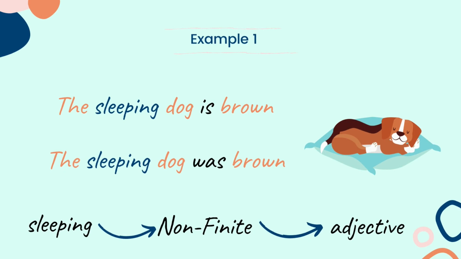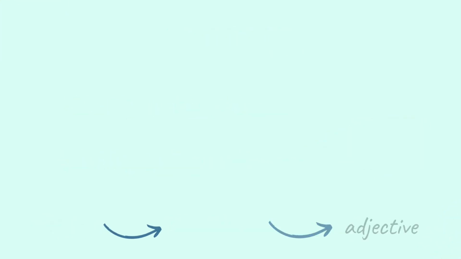The sleeping dog is brown. Here the sentence is in present tense. The sleeping dog was brown. Here the sentence is in past tense. Notice how the verb sleeping doesn't change in both the sentences. Also, the verb sleeping is behaving as an adjective in the sentence. So, sleeping is a non-finite verb here.